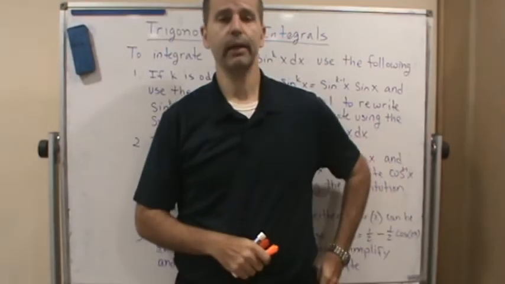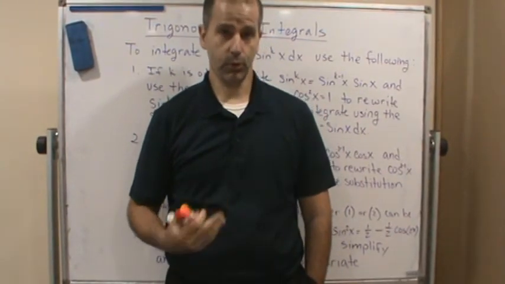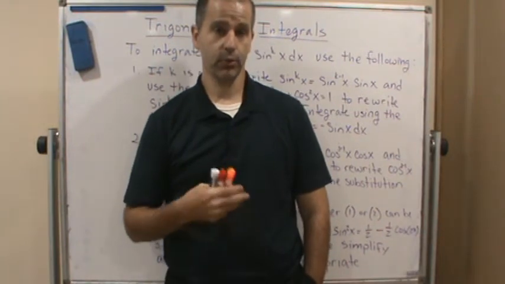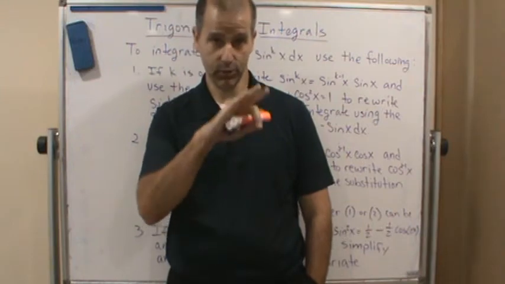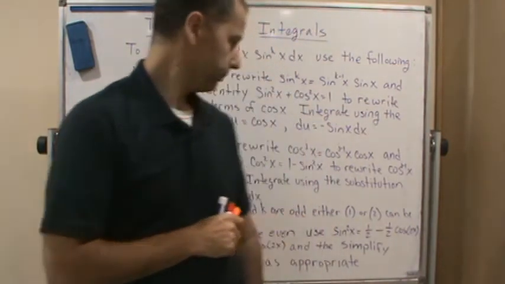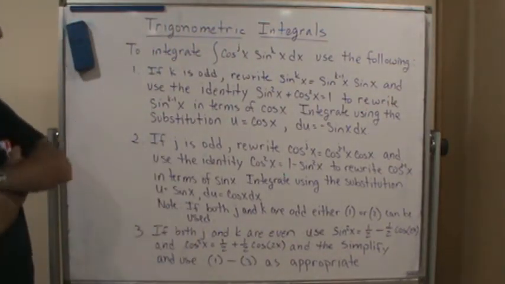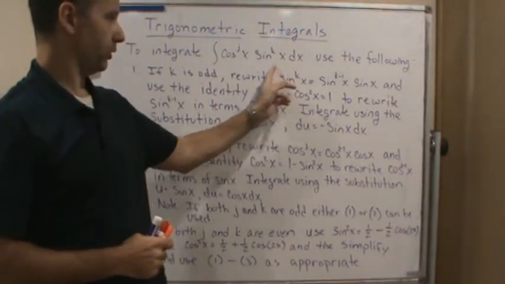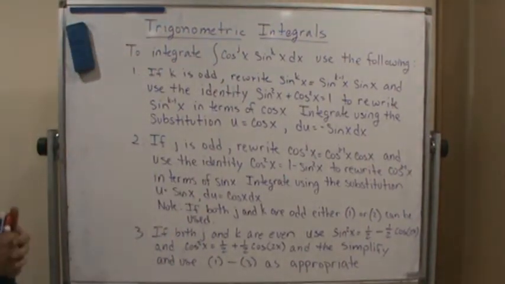Okay, so now, since we've done some examples, I've walked through and talked through some of the strategies to solve trigonometric integrals. Now I'm going to go through the steps, the strategies of how we approach these. So strategy number one, if k is odd. To integrate trigonometric integrals like these, we use the following strategies.